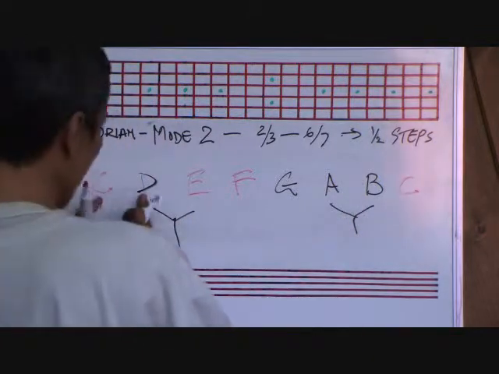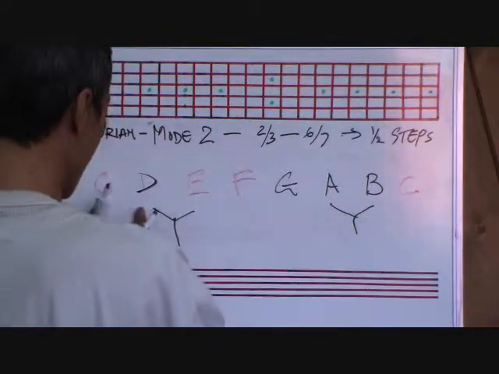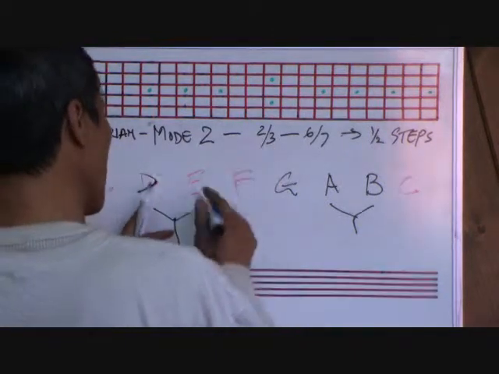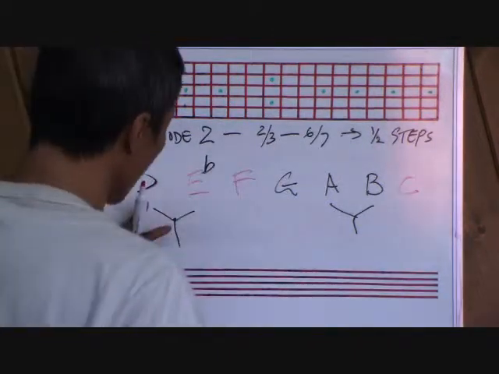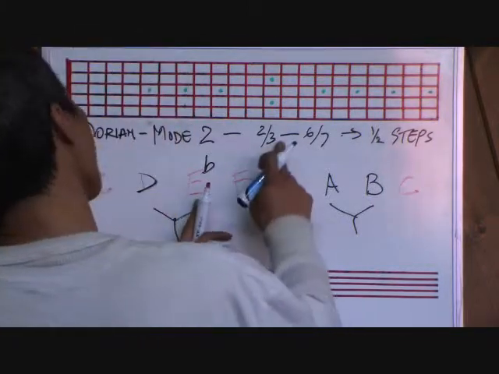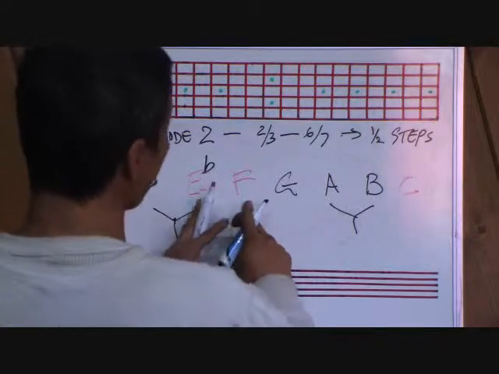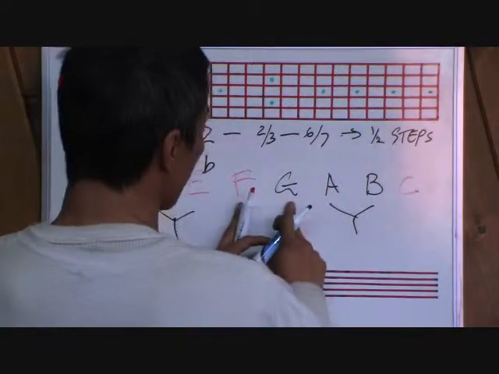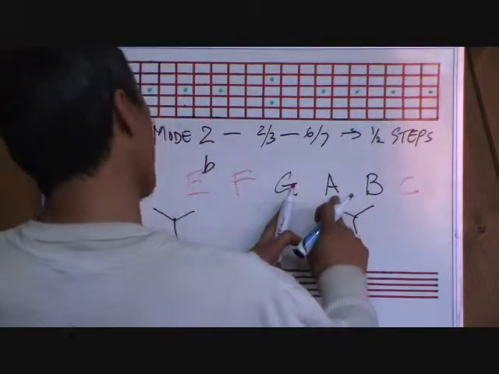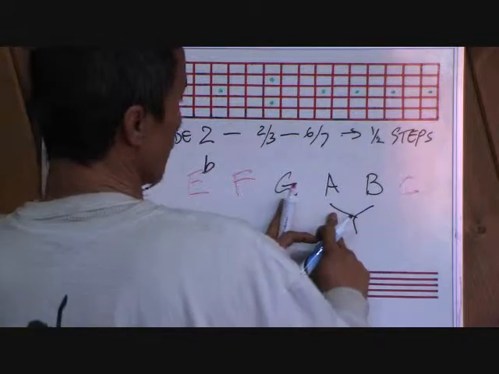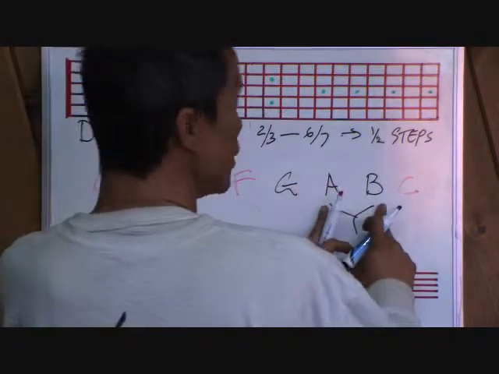C to D a full step, leave it alone, according to the formula. D to E is a full step. The formula says half step only, so we need to flat the E. E flat to F a full step. The formula says full step. This is fine, leave it alone. F to G the full step. The formula says full step, leave it alone. G to A the full step. According to the formula, leave it alone. A to B is a full step.